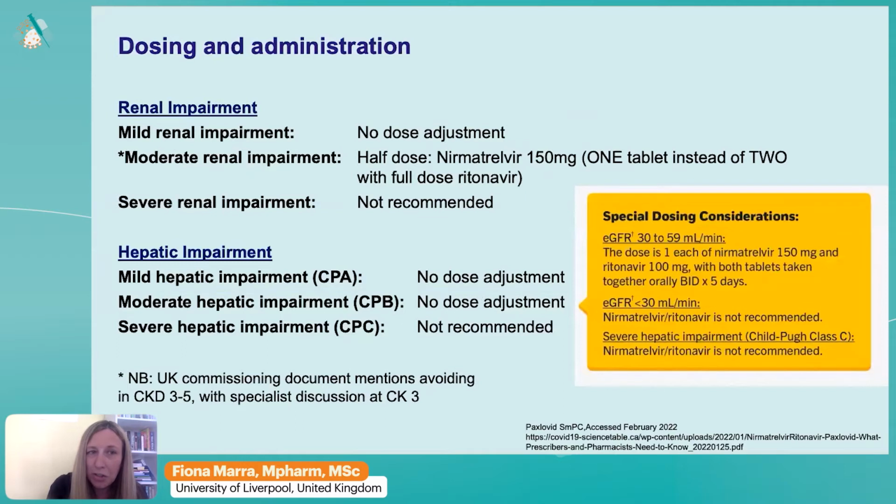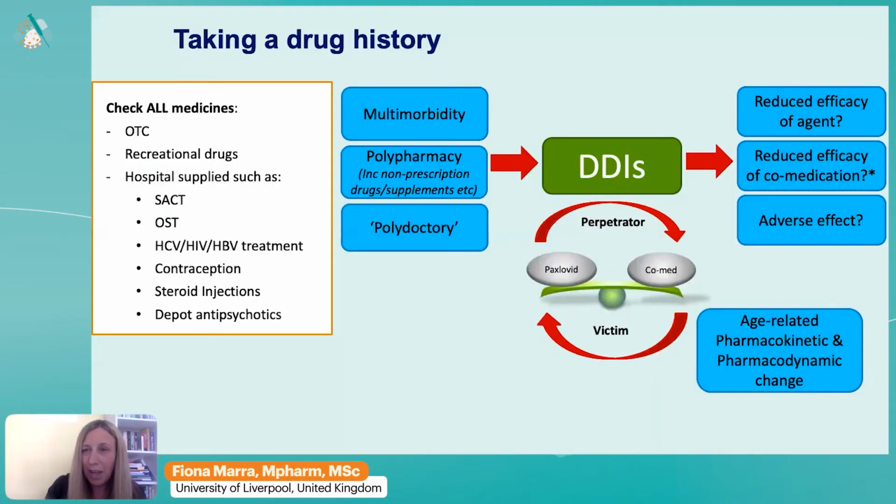So very quickly, just dosing and administration, because it will come up in the cases. In moderate renal impairment, we have a dose change of half dose nirmatrelvir. It's not recommended in severe renal impairment. In hepatic impairment, it's just Child-Pugh C liver disease. It's not recommended because it wasn't studied.